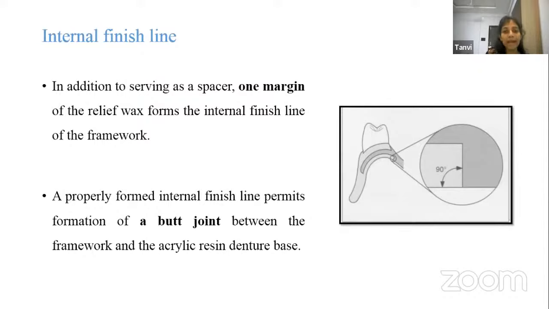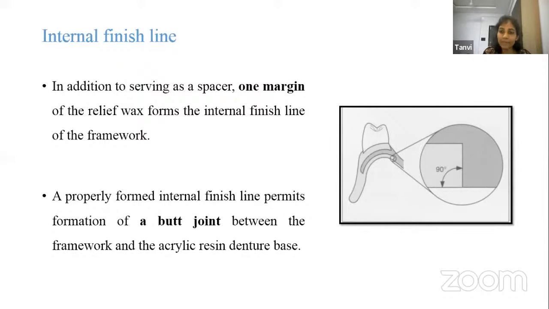One major advantage of adding this spacer wax is that it will help to create the internal finish line of the framework. So what is the internal finish line of the framework? It is the finish line of the framework which comes in intimate contact with the soft tissue. It is desirable that it has a butt joint with the framework.